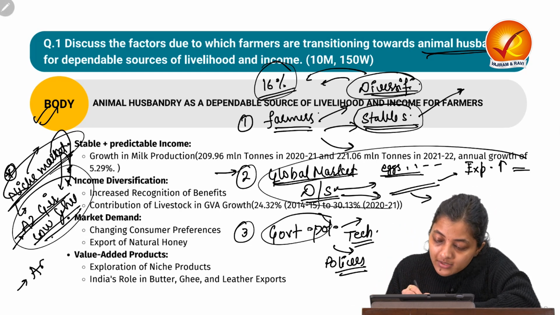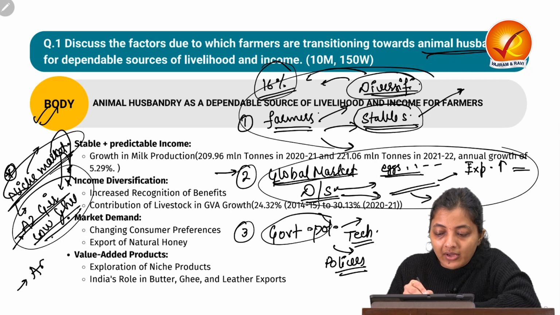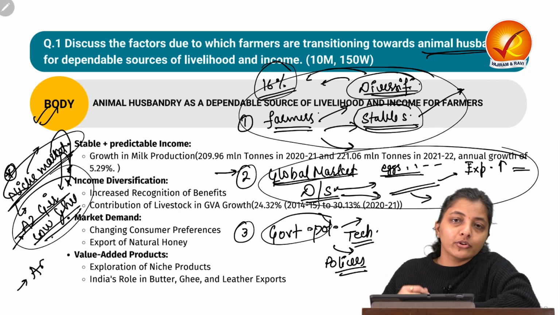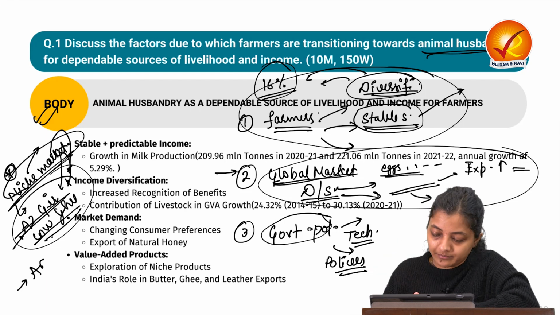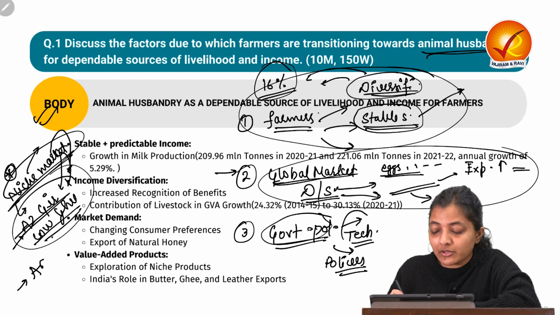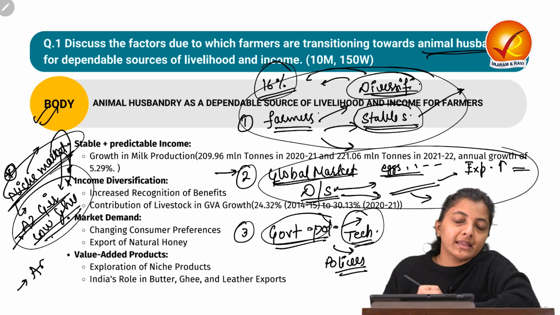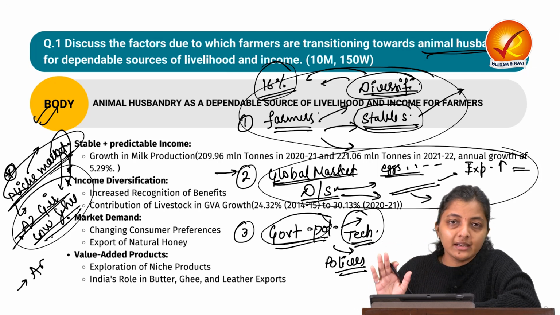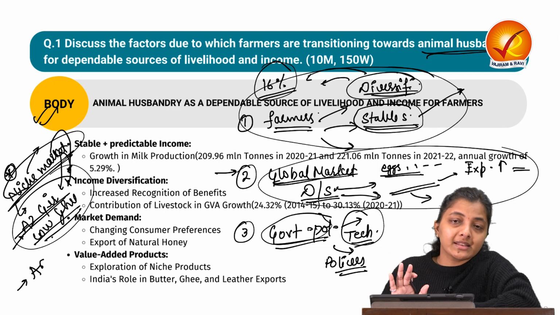Because of this, the farmers are taking this transition as a reliable source of their livelihood and their income. Next is about the governmental policies with respect to the technologies. Let's take an example of why this transition is taking place at a faster rate and also very smoothly. Because there are technological advancements that are backing this transition.